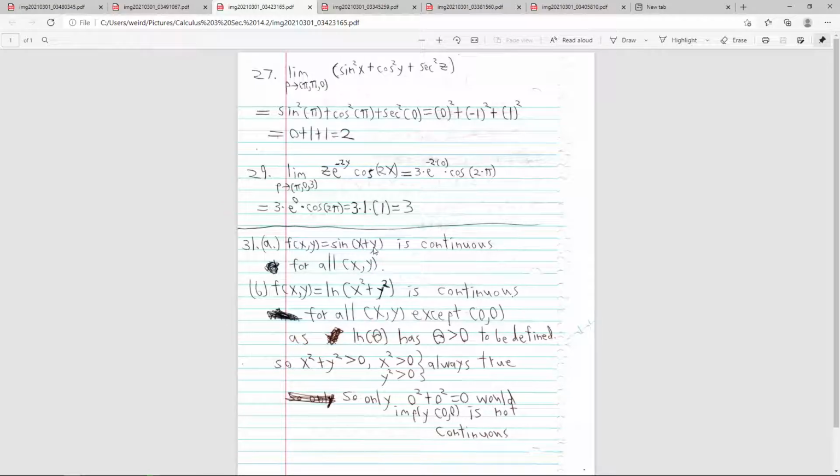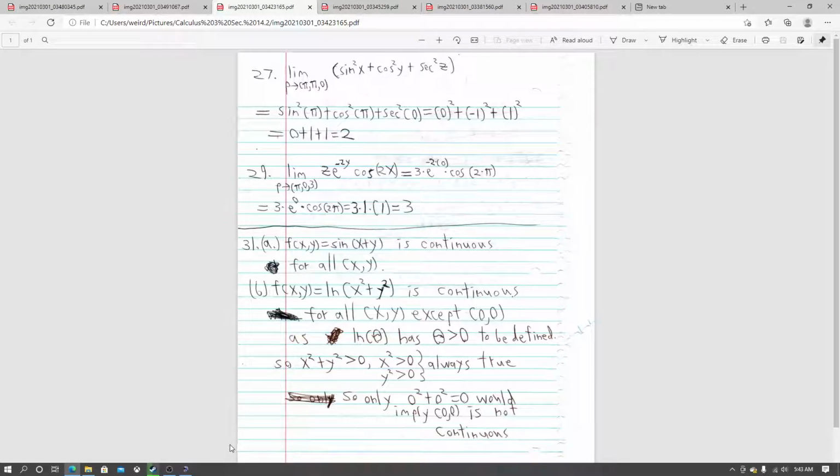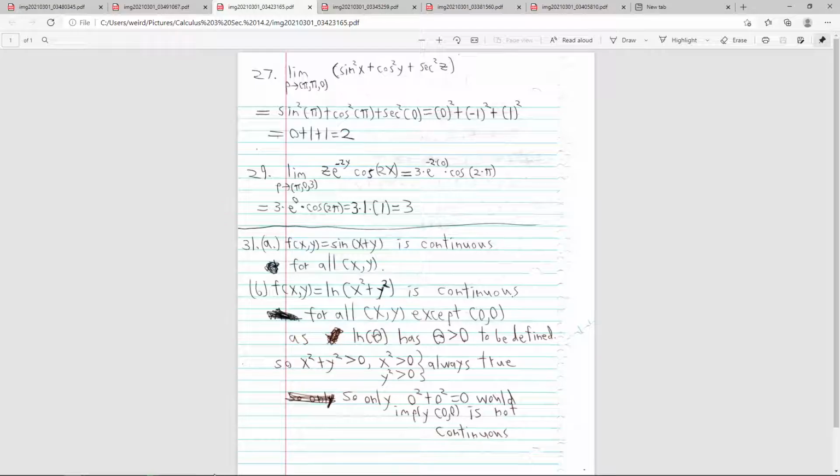Sine of x plus y will be always continuous because the sine function accepts any input value pretty much. You know, it only has a narrow range of values it can take on between 1 and negative 1. But its domain is all numbers pretty much, as we can tell. At the very least, real numbers, all real numbers.